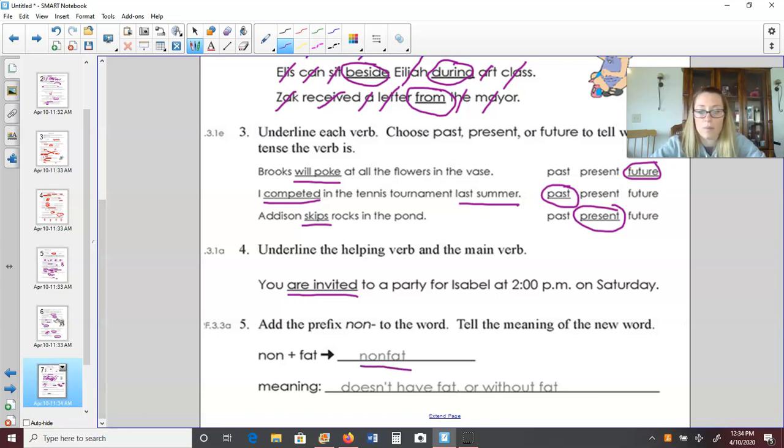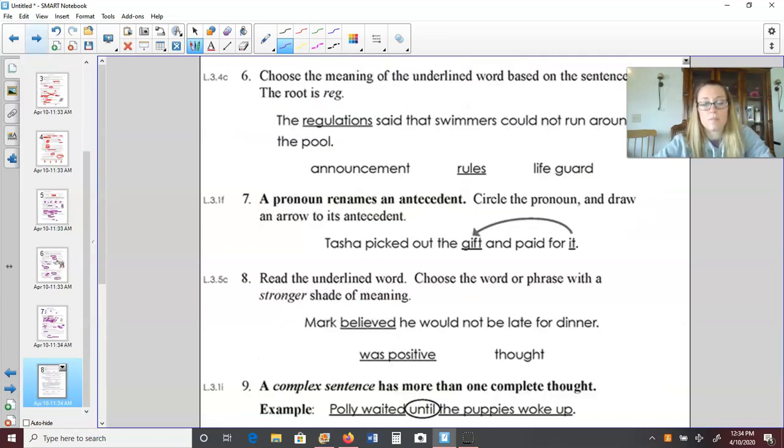That was a spelling word before. And non-fat means it doesn't have any fat or without fat, because non means not. So maybe you have non-fat milk or non-fat yogurt. Oftentimes we see that word associated with food. All right, last page, number six, choose the meaning of the underlined word based on the sentence.